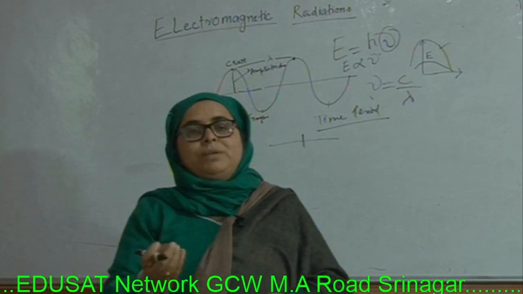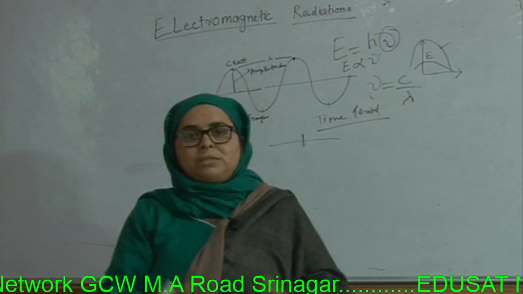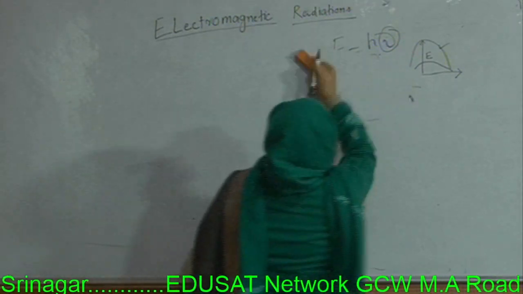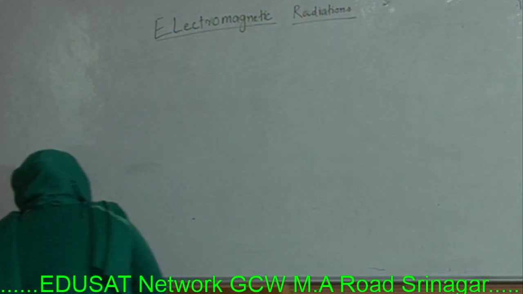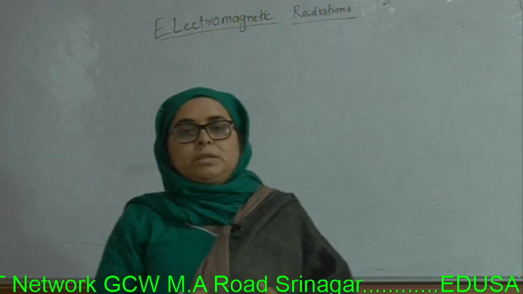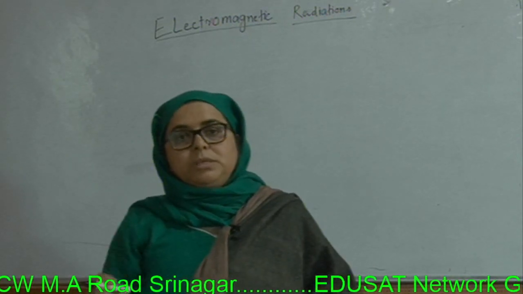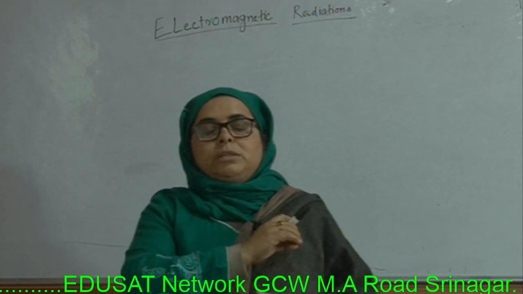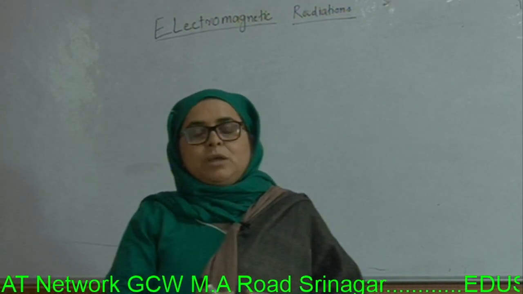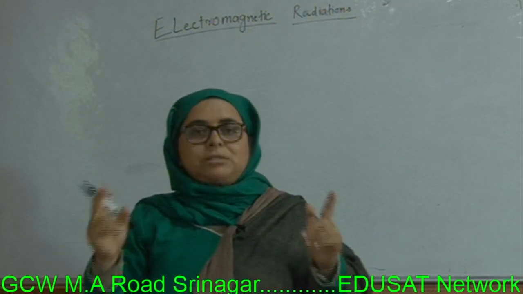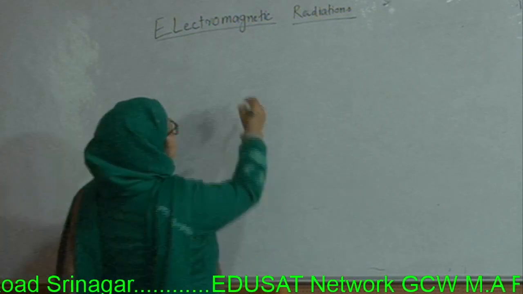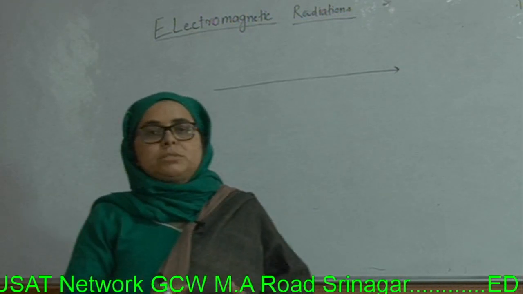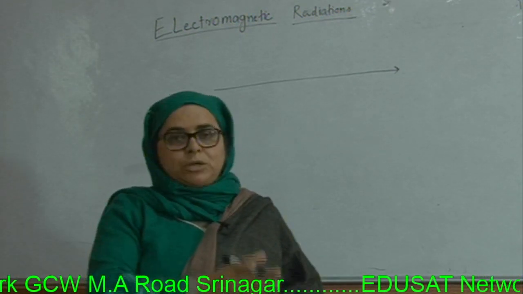Now, I'll be briefly discussing with you electromagnetic spectrum. First, what is an electromagnetic spectrum? These electromagnetic radiations, when they are arranged on the basis of these frequencies or wavelengths, we refer this range as an electromagnetic spectrum. Let me just try and explain it. All the radiations we come across are part of this electromagnetic spectrum.